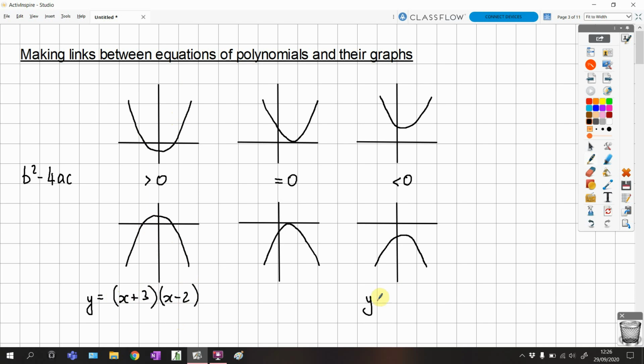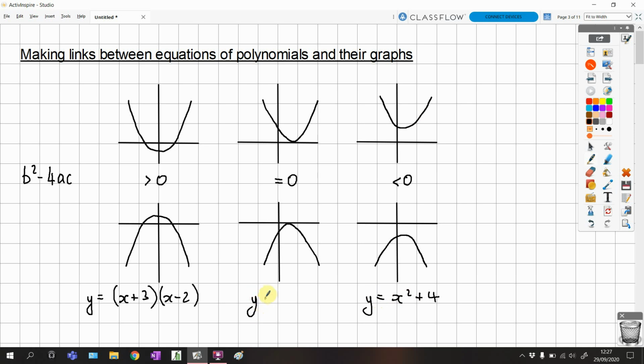This one, y equals x squared plus 4, perhaps, for this top one. It doesn't factorise, can't be solved. b squared minus 4ac is less than 0. There are no solutions if you set y equal to 0, if you're looking for x-intercepts.